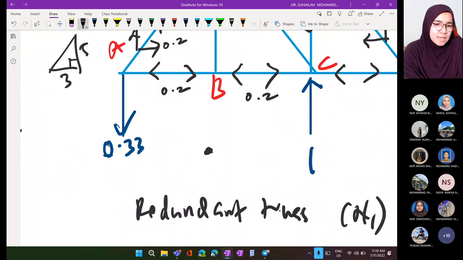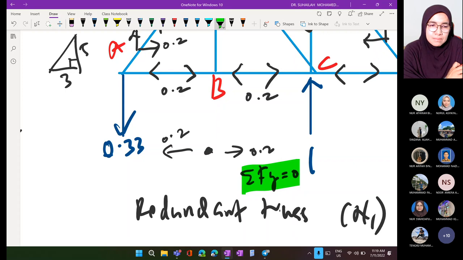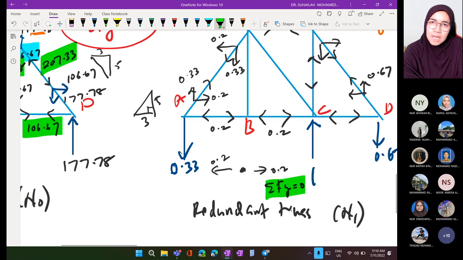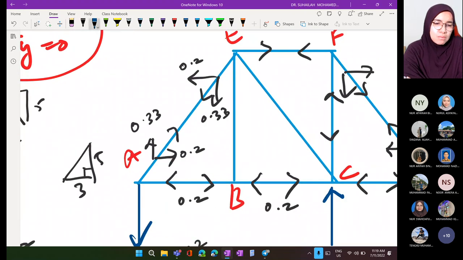Dekat B ni, we have 0.2, 0.2. Dekat B, total FY for B. So ada tak nilai for BE? Tak ada. So kosong. BE kosong. Yes, BE is kosong. Tak ada nilai.